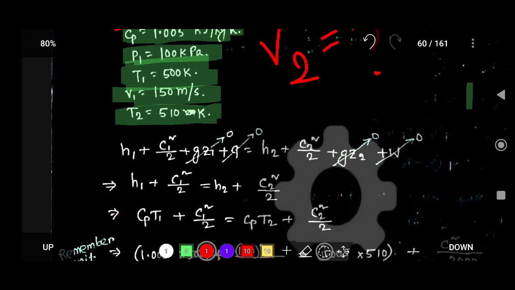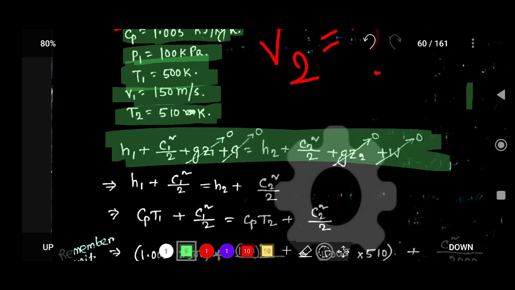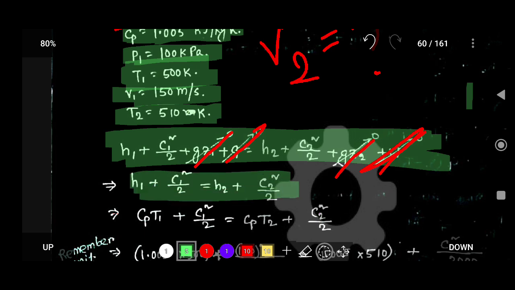Now there is the steady flow energy equation, which you have to apply: h1 plus c1 square by 2 plus gz1 plus q equals h2 plus c2 square by 2 plus gz2 plus w. Here this is a passage, so z1 must be equal to z2, so gz1 and gz2 cancel out. The process is adiabatic, so there is no heat transfer, and this is a passage, so work is equal to 0. From here you get h1 plus c1 square by 2 equals h2 plus c2 square by 2.